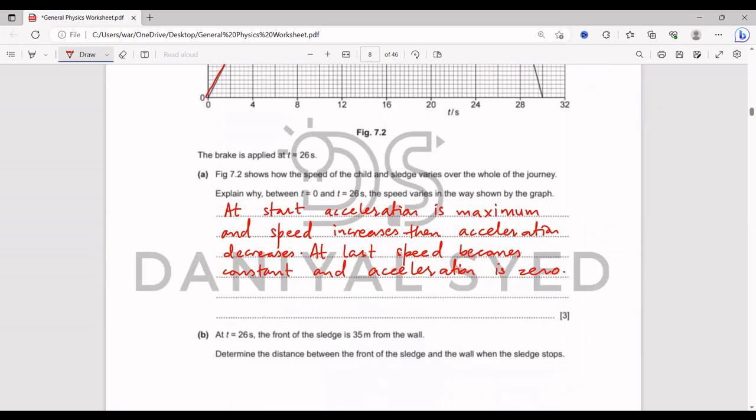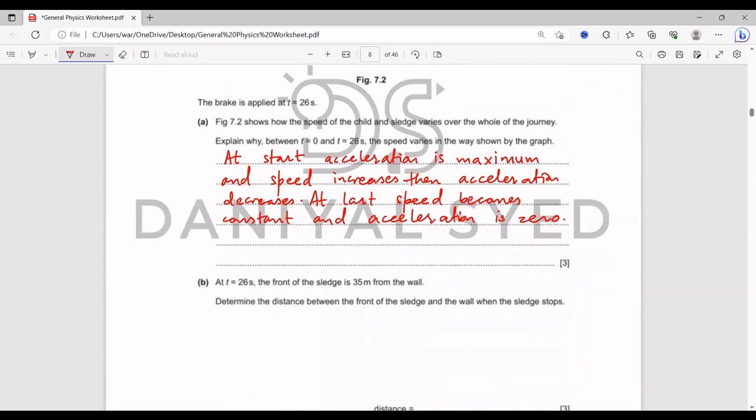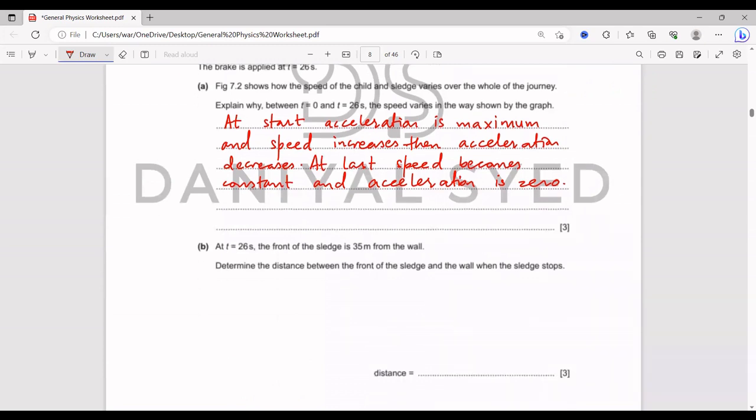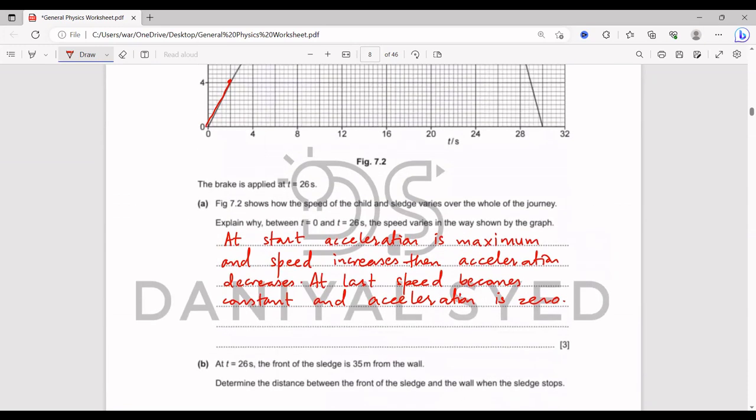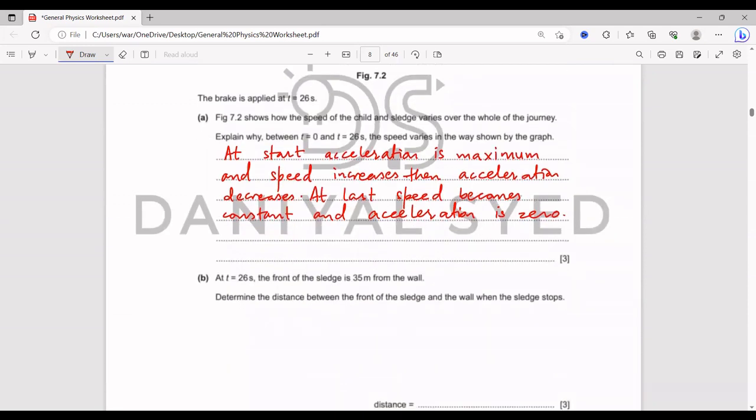Now, at 26 seconds, the front of the sledge is 35 meter from the wall. Determine the distance between the front of the sledge and the wall when the sledge stops. So, beti, the front of the sledge is 35 meter from the wall. So, the examiner asks you to determine the distance between the front of the sledge and the wall.